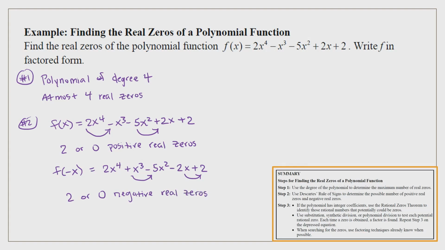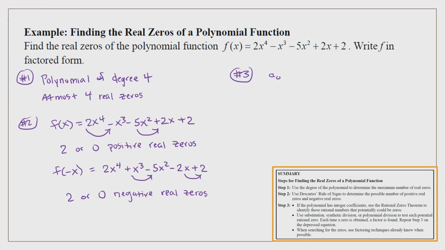Okay. All right. So before we go into testing anything, we now need to go into step 3. If the polynomial has integer coefficients, we can now use the rational zeros theorem to identify those rational numbers that potentially could be zeros. So this function has all integer coefficients. There's no decimals, no fractions. So we can identify our P and our Q to help us find our possible rational zeros. Okay. So this is step 3.